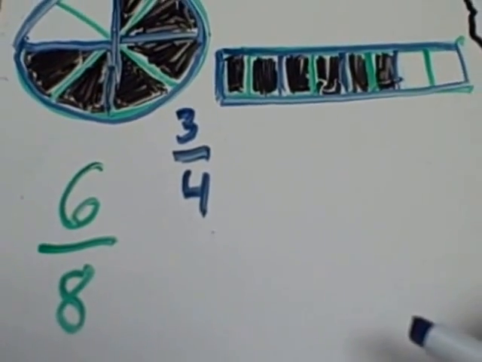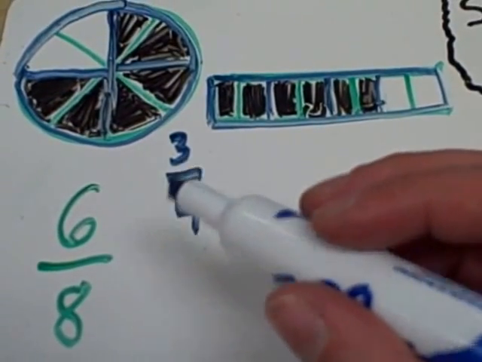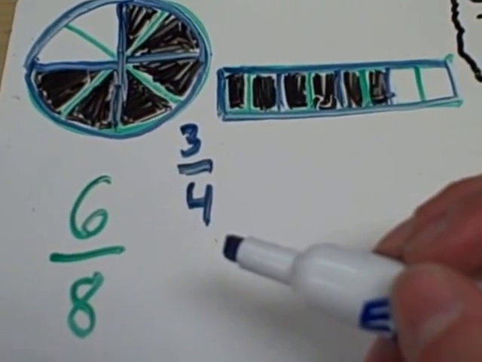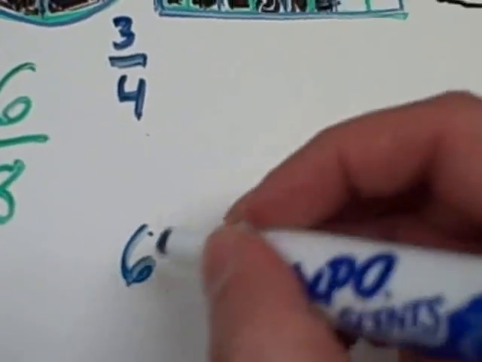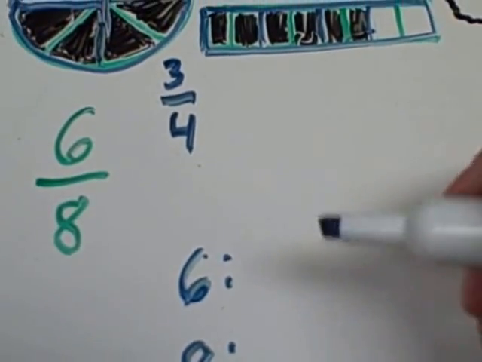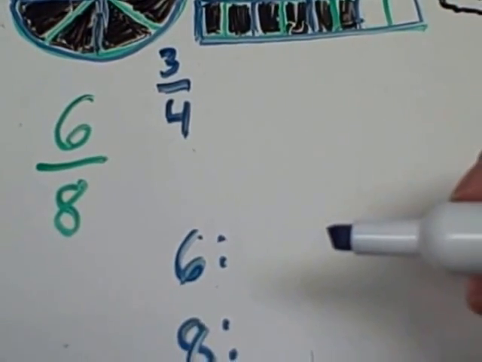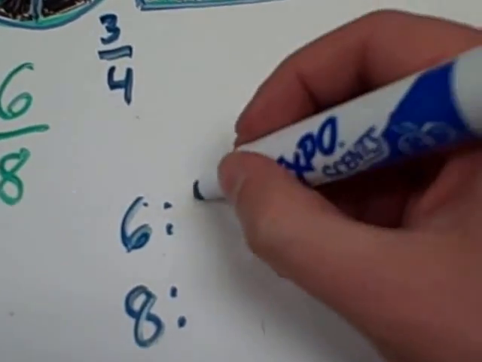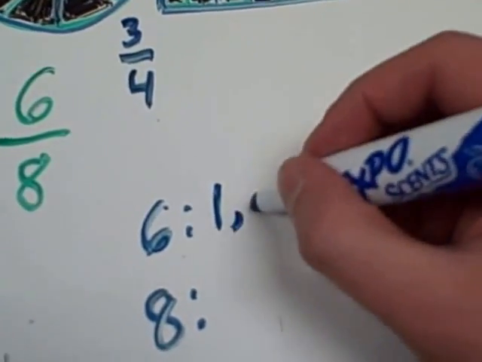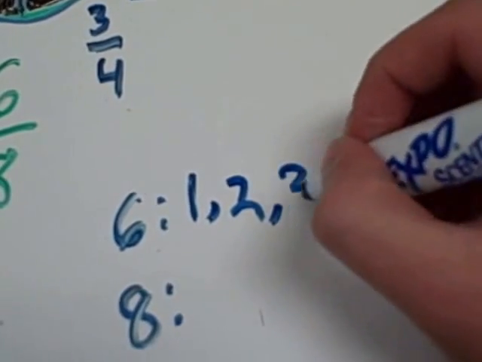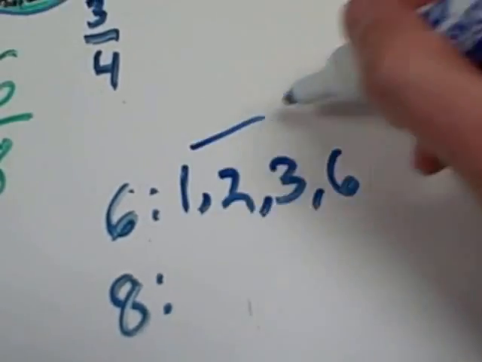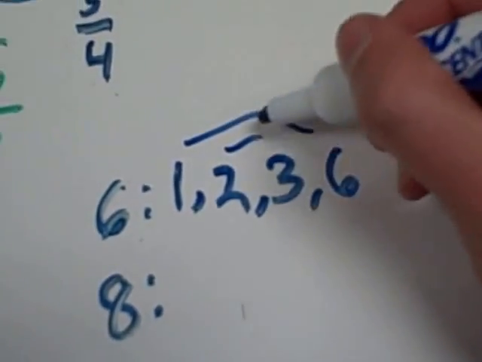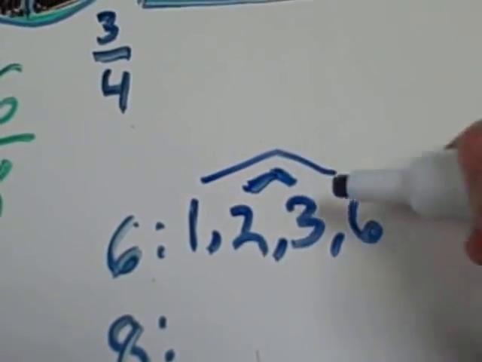Now, not every day do we have markers and other materials to draw pictures, so there must be some kind of strategy to figure out how to simplify a fraction without using pictures, and there is. We have to look at the numerator and the denominator, 6 and 8, and figure out what factors they have. And we have to list the factors to figure out what we can divide them by. So what factors go into 6? Well, I know 1 goes into 6, 2, 3, and 6. 1 times 6 makes 6, and 2 times 3 makes 6. So those should be all the factors for 6.